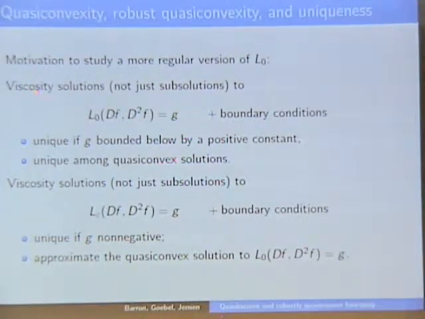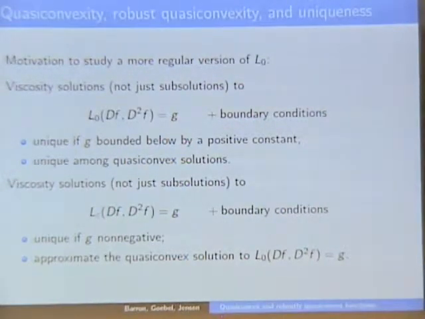I'm going to say a few words about viscosity solutions of PDEs like this. What is a viscosity solution? Well, it is a subsolution in the sense I just defined, and also a supersolution in the sense that you're touching from below, and you want the inequality going the other way. PDEs like this, of course, plus some boundary conditions. You want to ask questions about uniqueness of solutions, again, in general, non-smooth solutions, not necessarily continuous even. Everything goes well if this function g, the right-hand side, is bounded below by a positive constant.